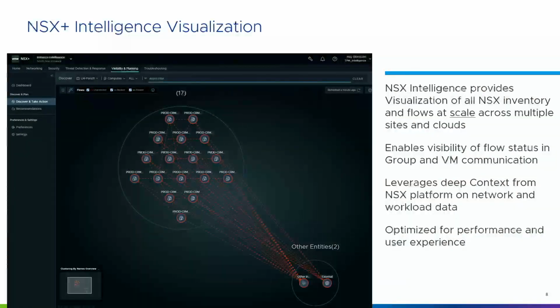Okay, so NSX Plus Intelligence provides visualization of all NSX inventory and flows at scale across multiple sites and clouds. This gives us visibility into all of the communication. Like I said, I'm stressing this point because it really is unique to NSX. It's deep, rich workload context. It's not just flow data, but we have a secure memory channel into the hypervisor that allows us to collect much richer user, file, process, application information. So the policies we build are very granular.